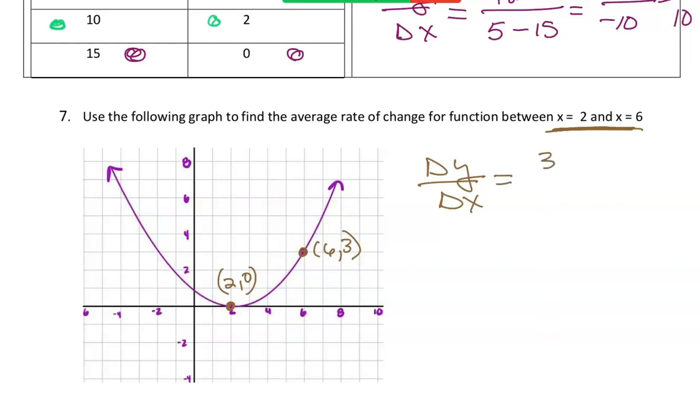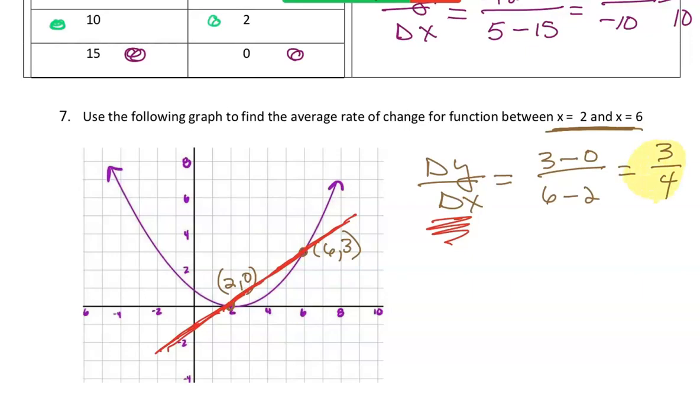Grab your y's first. 3 minus 0, then grab the x's. 6 minus 2, 3 over 4. And that's my average rate of change. Okay, so when you have a graph like this, maybe it's helpful for you if you sketch in the line. Okay, that is your tangent line. Excuse me, that's your secant line. You're finding the slope of that. That slope is what I just found. Okay, and my answer was 3/4.